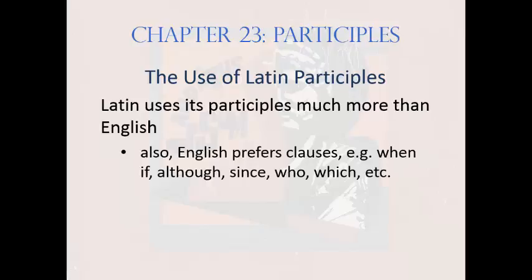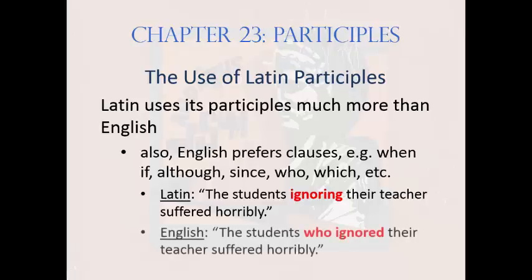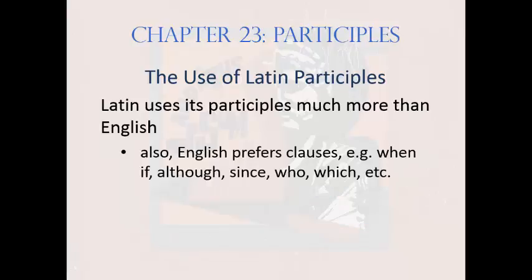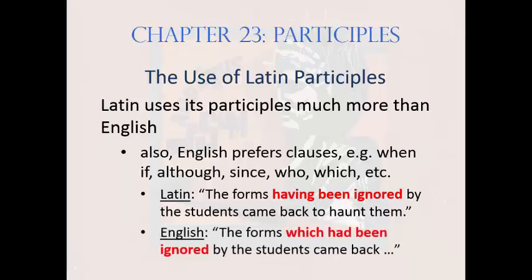Where Latin tends to use participial phrases, English prefers whole clauses. For instance, those beginning with when, if, although, since, who, which, and so on. To wit, where Latin will have the students ignoring their teacher suffered horribly, English prefers the students who ignored their teacher suffered horribly. Or where Latin says the forms, having been ignored by the students, came back to haunt them, English will say the forms which had been ignored by the students came back to haunt them. The result is a rich array of possibilities for translating Latin participles into English.